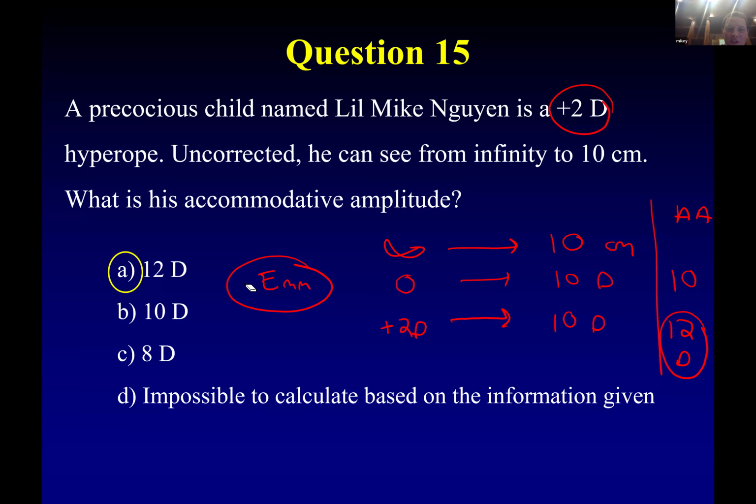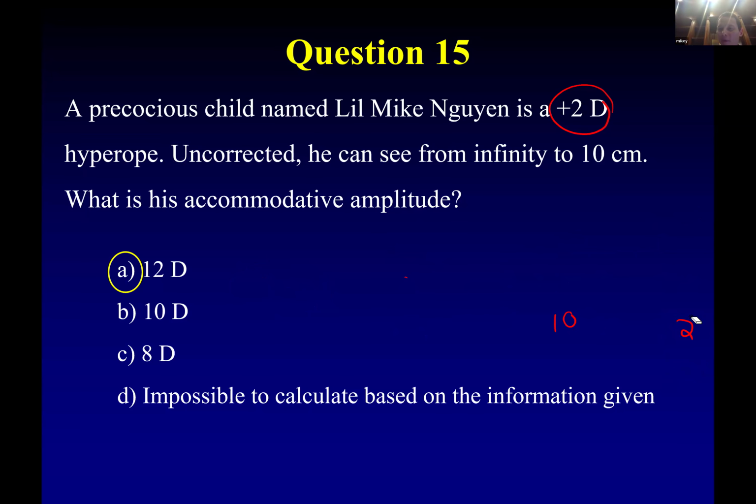Those are good questions. Let's say little Mike is a -2 diopter myope. Let's change this question to say he's not +2, he's -2. And then uncorrected, he can see from infinity to 10 centimeters. The problem with this question is that if someone is a myope and they're uncorrected, they can't see at infinity, so the question wouldn't make sense. It would have to be that the furthest a 2 diopter myope can see uncorrected without their glasses is 50 centimeters away. They can't see to infinity without their glasses.